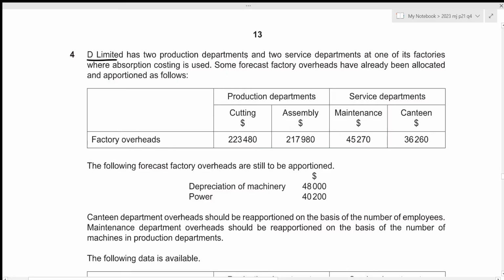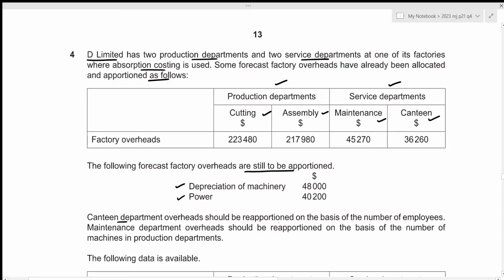D Limited has 2 production departments and 2 service departments at one of its factories where absorption costing is used, and some forecast factory overheads have already been allocated and apportioned as follows. So we're given the factory overheads for 2 of our production departments, cutting and assembly, and 2 of our service departments, maintenance and canteen. Then the following forecast factory overheads are still to be apportioned. So we still need to apportion the depreciation of machinery and power between our 4 different departments.